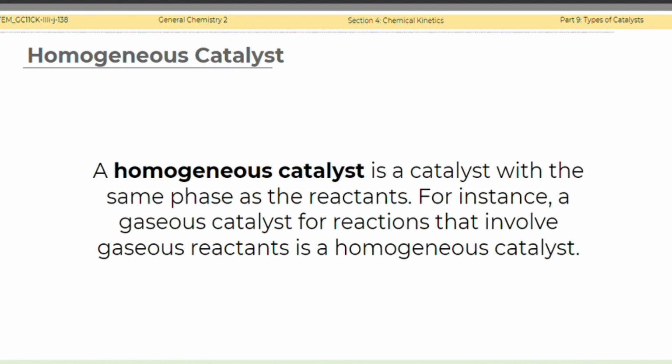A homogeneous catalyst is a catalyst with the same phase as the reactants. For instance, a gaseous catalyst for reactions that involve gaseous reactants is a homogeneous catalyst. In other words, a homogeneous catalyst, when mixed with the reactant, forms a homogeneous mixture.